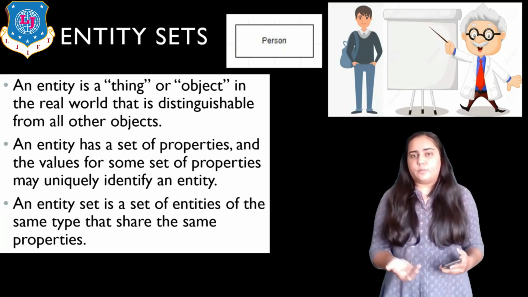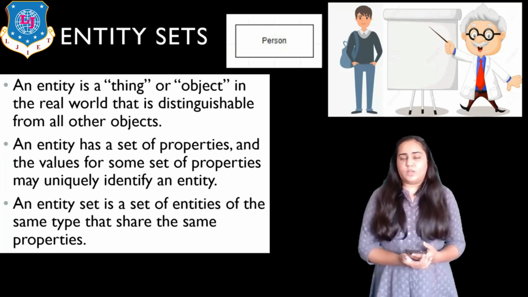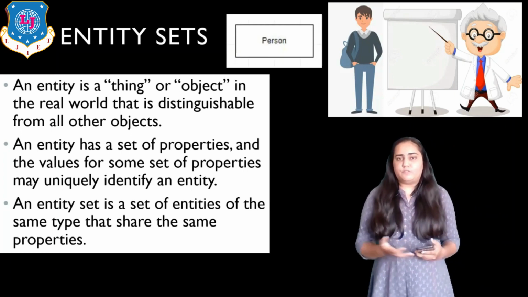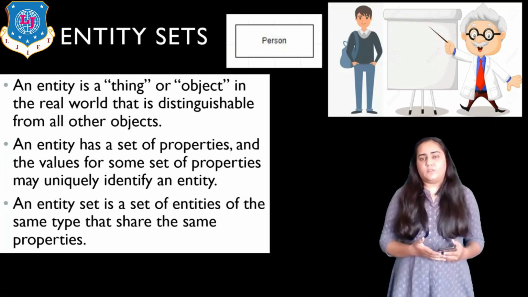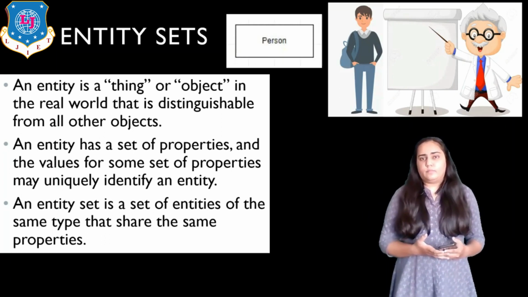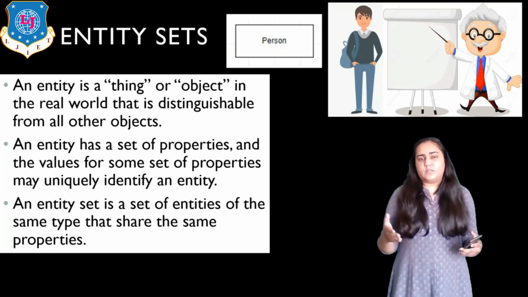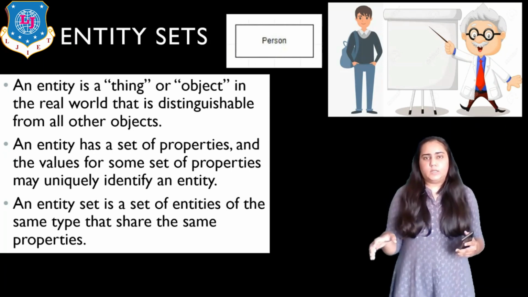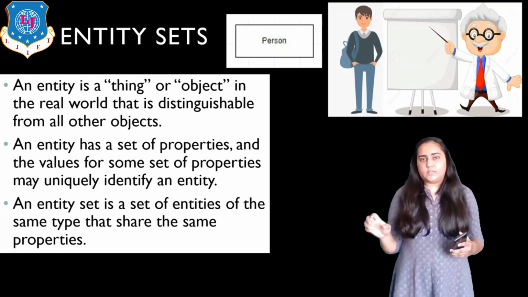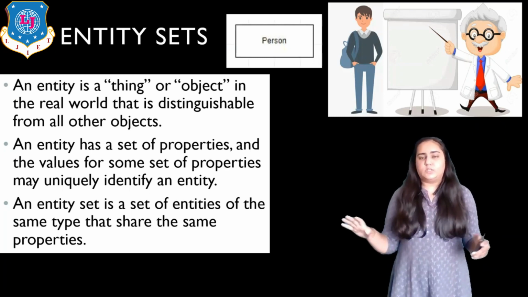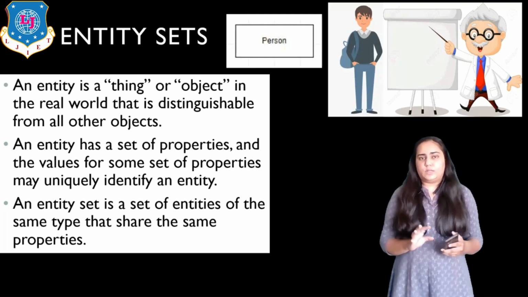And it has its own properties, like every person would have a name, every person would have a phone number, every person would have an email ID, and so on. So that's why it is known as an entity set. So an entity set contains a set of such entities. So person is an entity set that contains all these entities together stored in it.